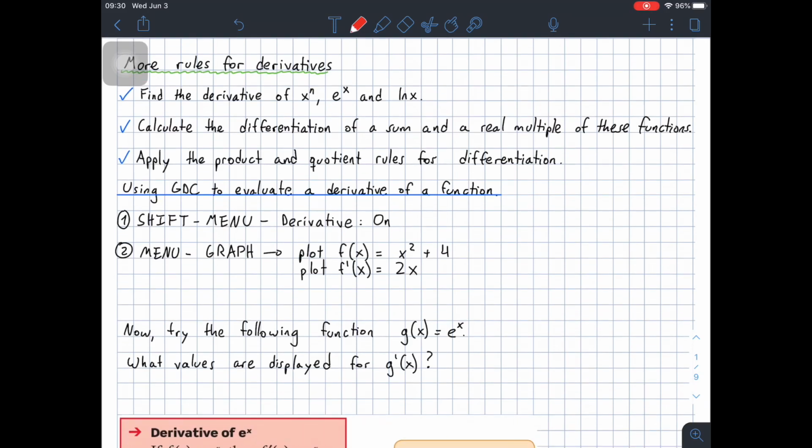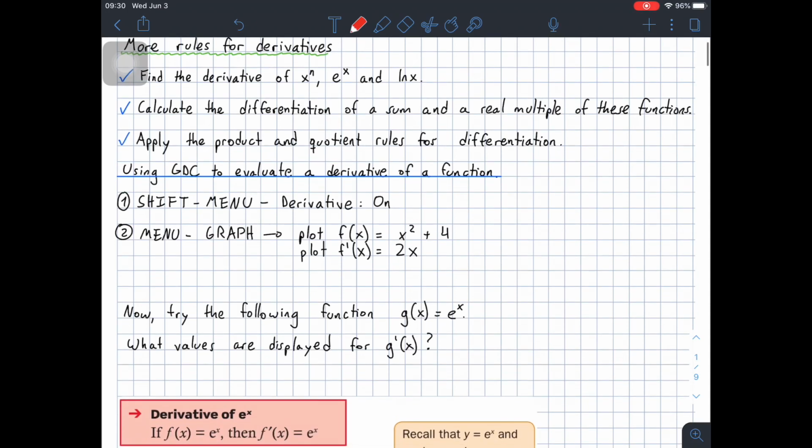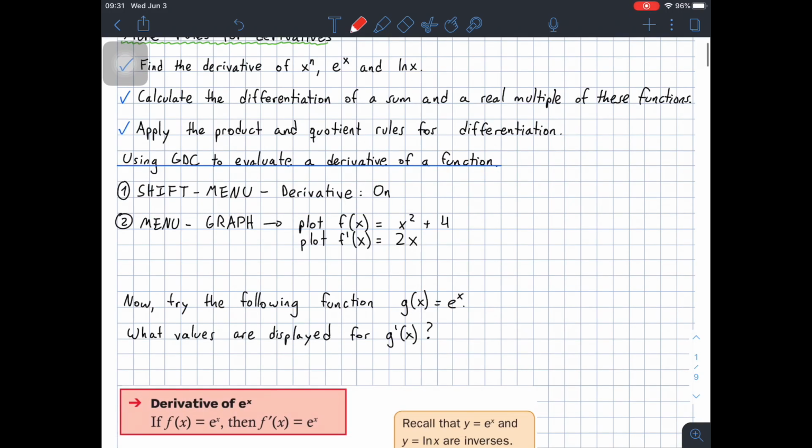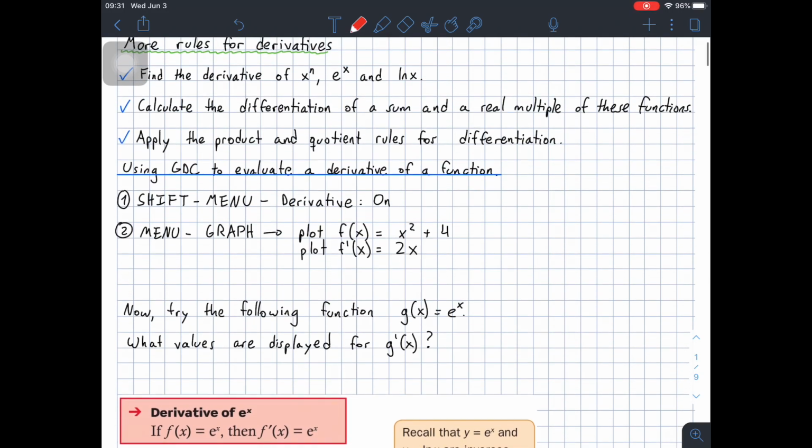Then second objective, calculate the differentiation of a sum and a real multiple of these factors and apply the product and quotient rules for differentiation. This particular objective we're going to be covering in the next video, not for this one. We're just going to focus on these two for today.